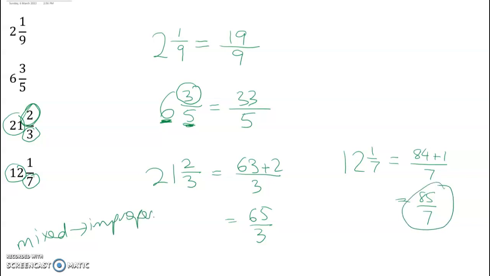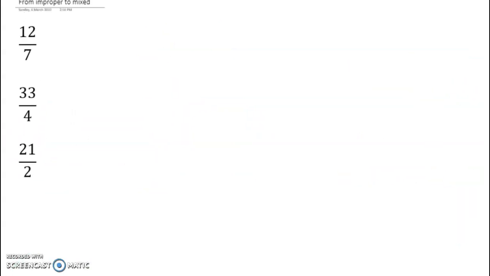Now, once we've done this, in real life, we need to check that we can't simplify the fractions. But I've done other videos on that, so I'm not focusing on that here. The next skill is to go the other way around. When we're given an improper fraction, how can we turn it back into a mixed number?